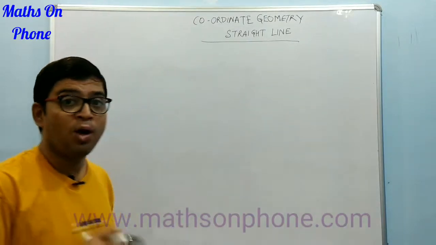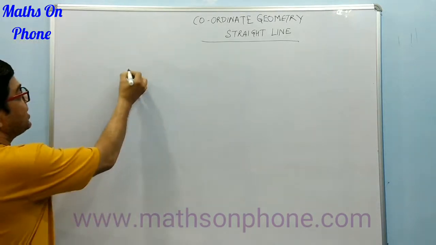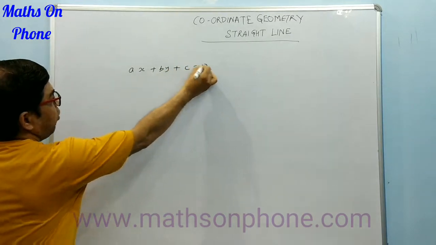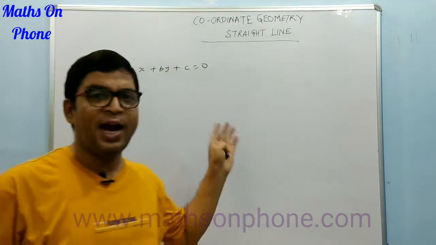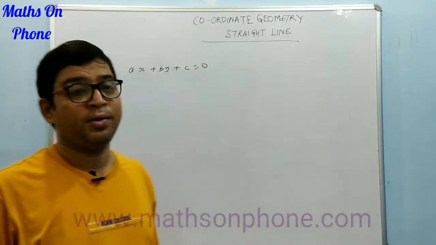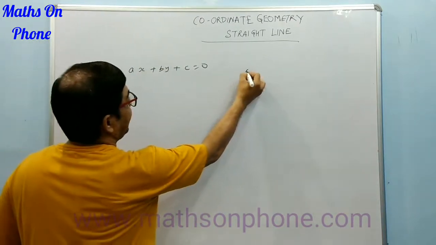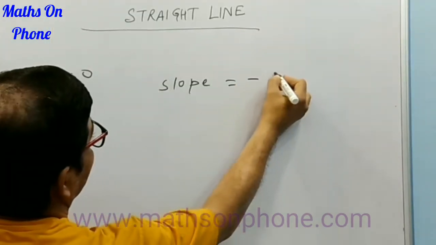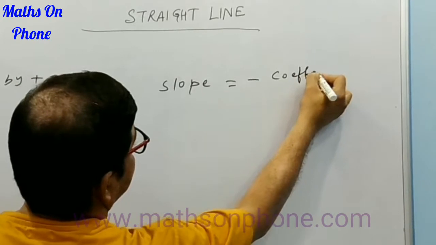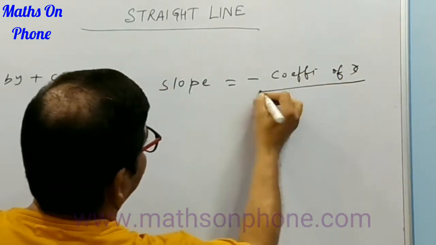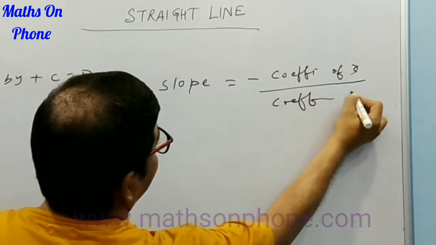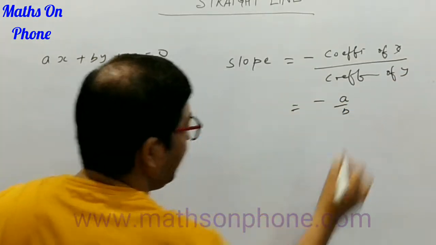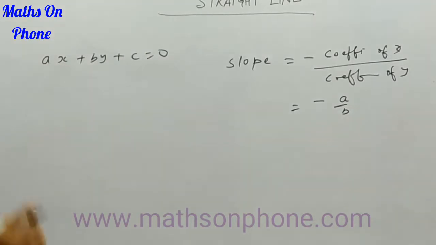The very basic form or the standard form of straight line is taken as ax plus by plus c is equal to 0. We will be taking the straight line in that fashion all the time now onwards. Okay, so slope of this line can be easily found out as minus coefficient of x divided by coefficient of y. So that is coming out to be minus a by b. So you can easily find the slope of a line.